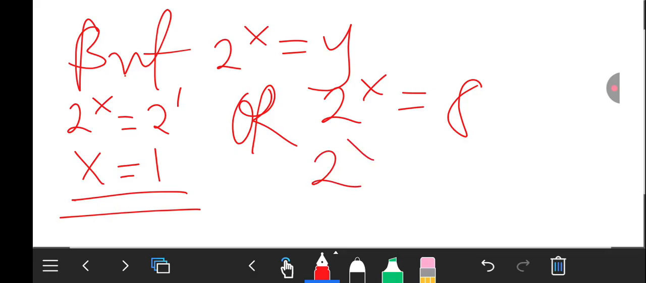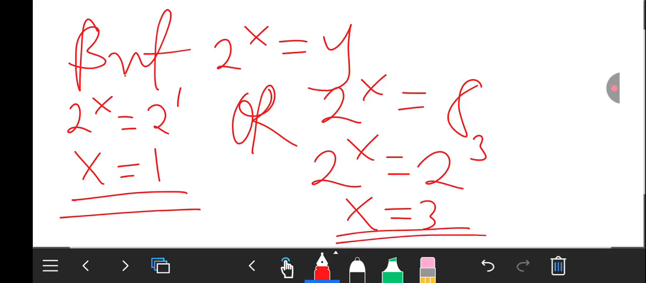We can raise this value 8 to a certain power of 2. So we can say 2 to the power 3, that is 8. The bases are equal, so the powers should also be equal. So x is equal to 3. So these are the solutions. Okay.